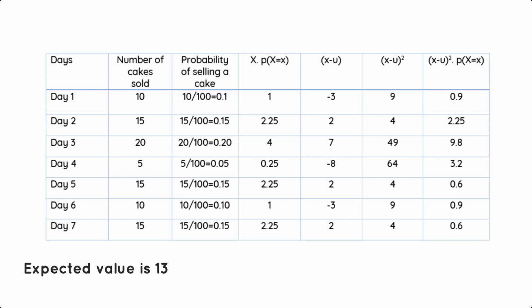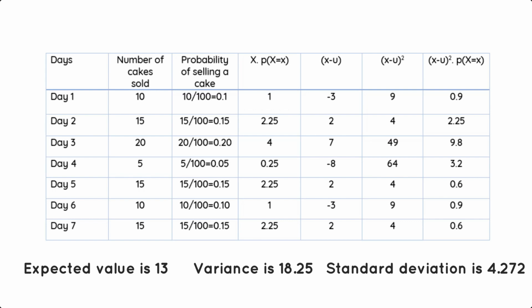So let's recap the whole thing. We have the expected value to be equal to 13. We have the value of the variance to be equal to 18.25, and we have the value of the standard deviation to be equal to 4.272. And this is how you get the expected value, the variance, and the standard deviation of a discrete probability distribution.